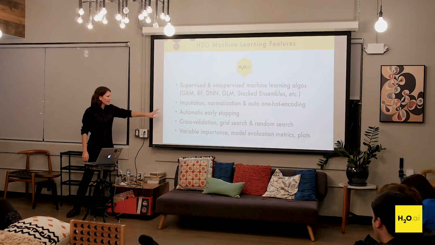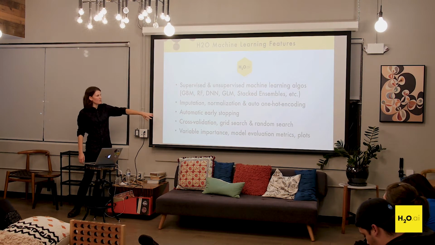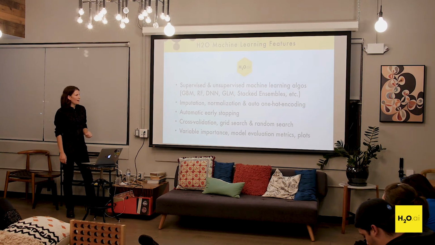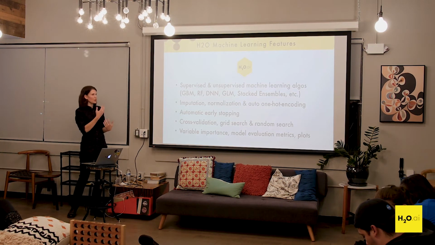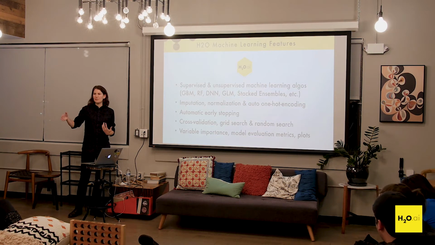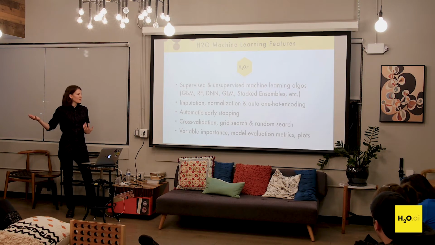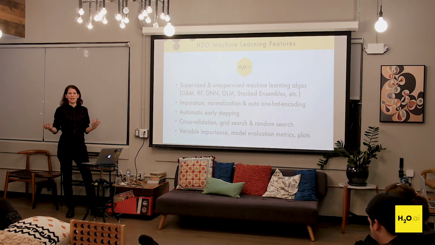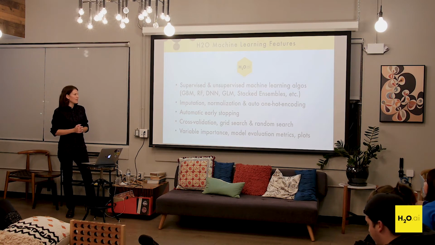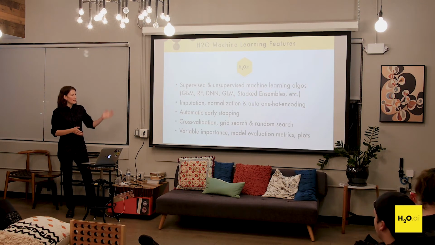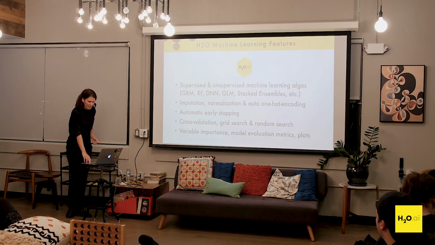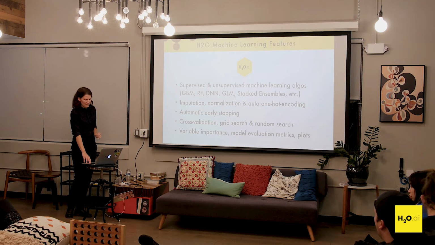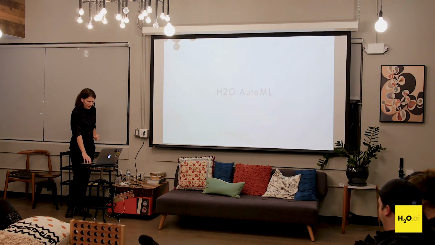And then all this other stuff like cross-validation, grid search, random search, we have all that. And once you've trained the model, you can look at the model and actually see which variables are important in predicting your outcome. So that's kind of just knowledge gained. It's not necessary to the training, but it's a nice thing that you get out of the model when you're done. And then performance metrics, plots. So the point is it's a general purpose tool that can do all sorts of things.